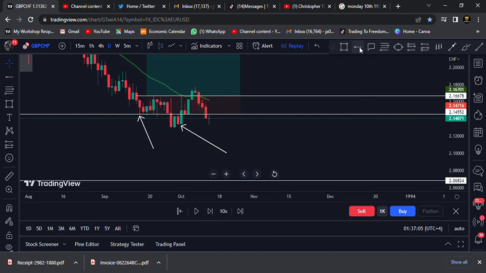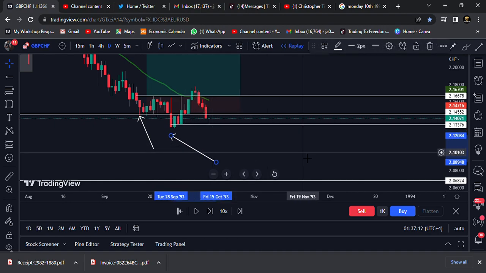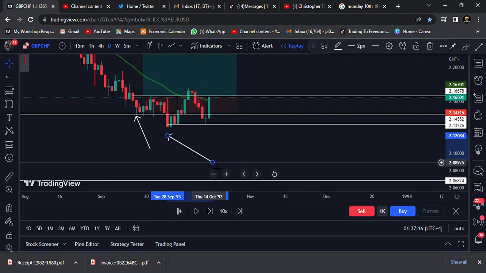Okay, so far it hasn't broken this level. It actually hit that level but didn't break it. We're going to look for a different entry. Okay, so that is it, guys. You re-enter.